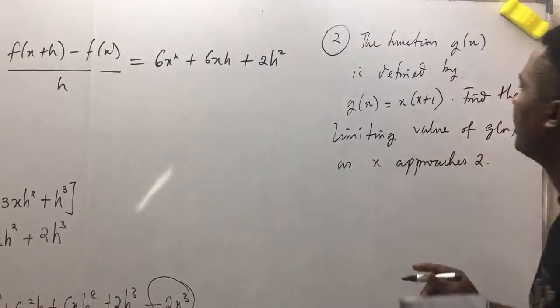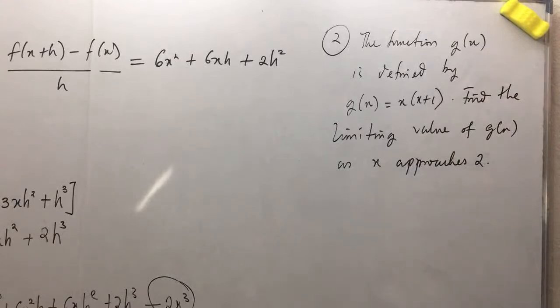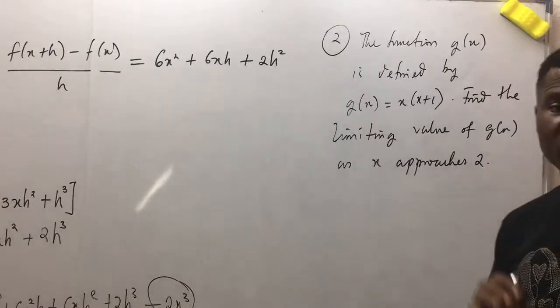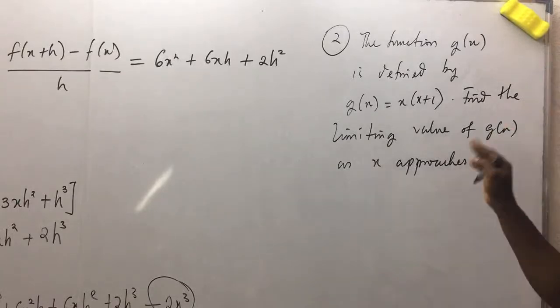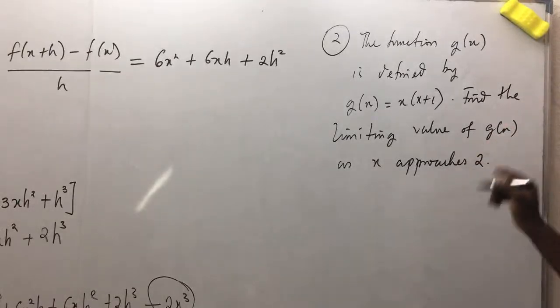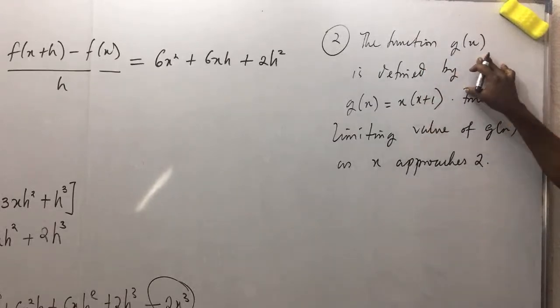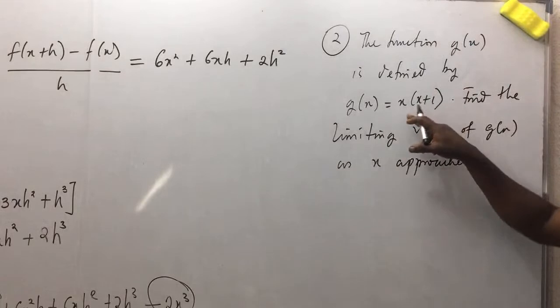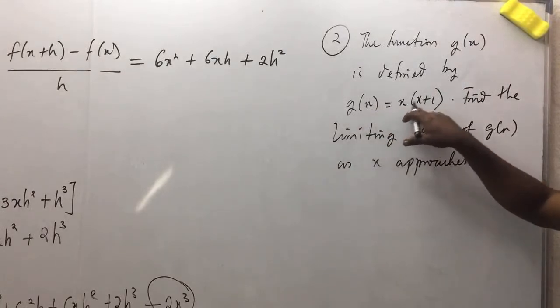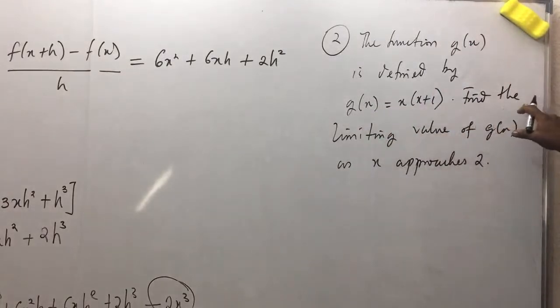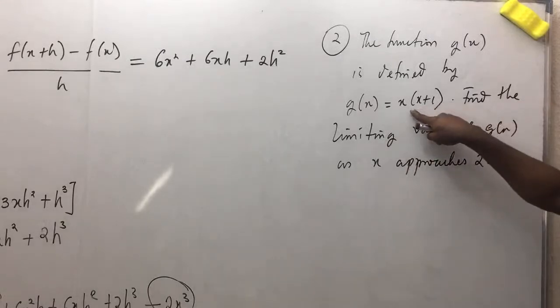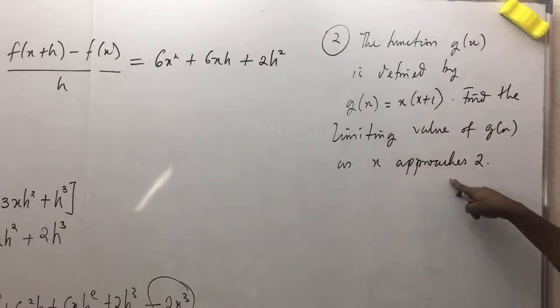Now, you may go back to my part 1 video or my video on limits. I'll put the link after this class in the description below. So you could go back to that video on limits to understand what we are going to be doing here. Now, question number 2 says there is a function g of x defined by this expression, g of x is x in bracket x plus 1, and we are asked to find the limiting value of this function g of x as x approaches 2.